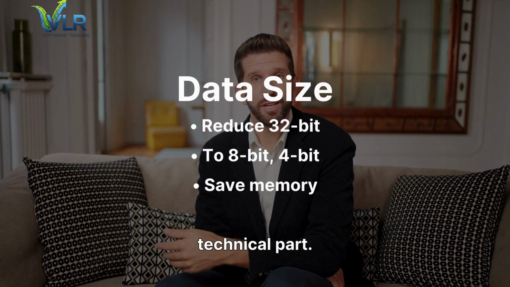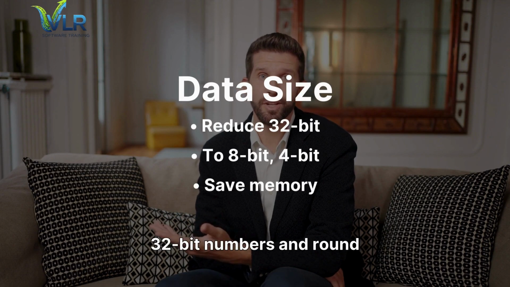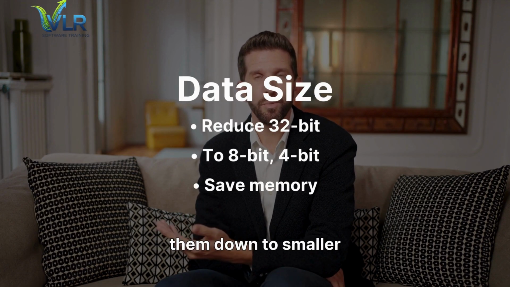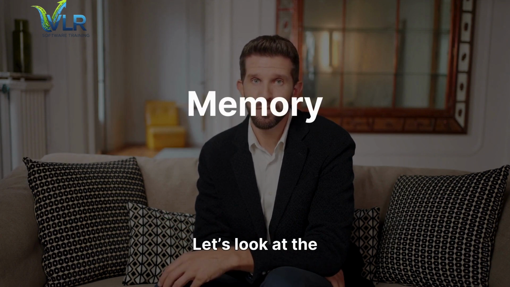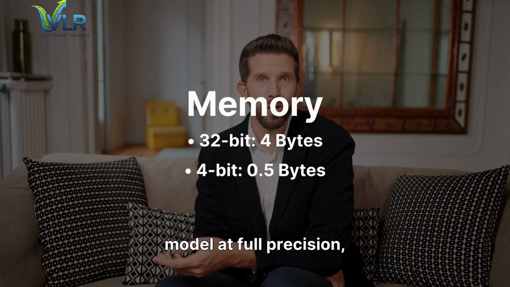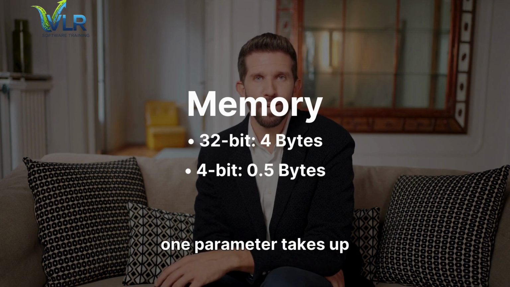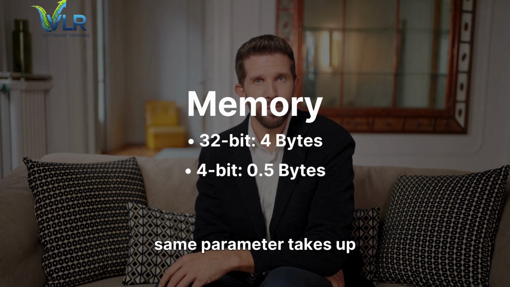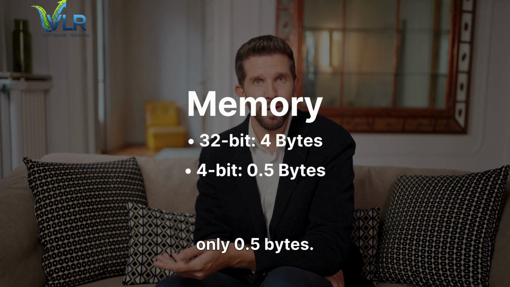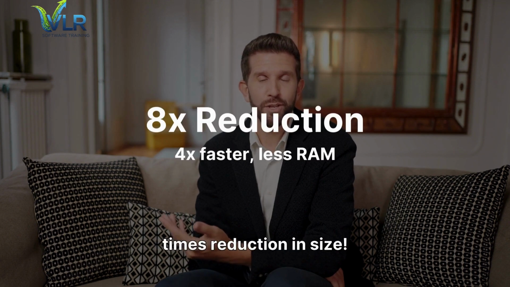So, here's the technical part. We take those big 32-bit numbers and round them down to smaller numbers, like 8-bit integers or even 4-bit integers. Let's look at the memory difference. If you keep a model at full precision, one parameter takes up 4 bytes of memory. But if you quantize it to 4-bit, that same parameter takes up only 0.5 bytes. That is an 8 times reduction in size.